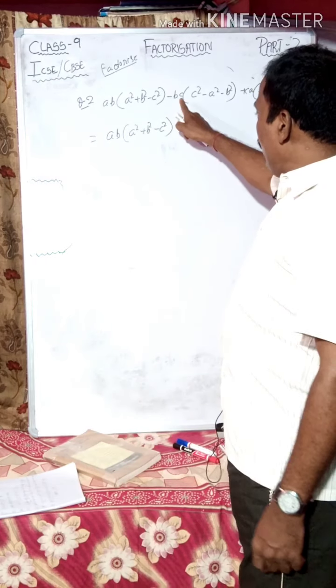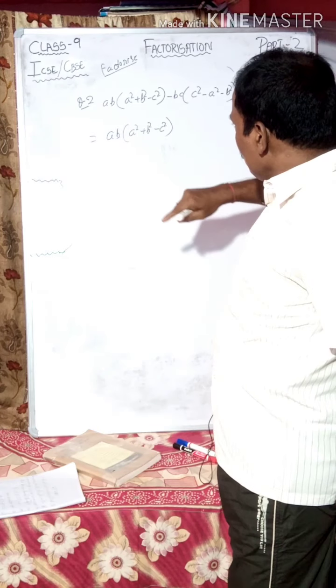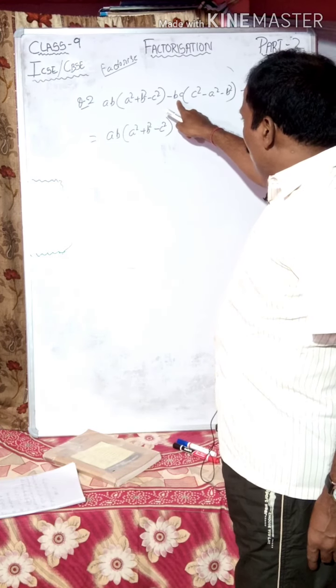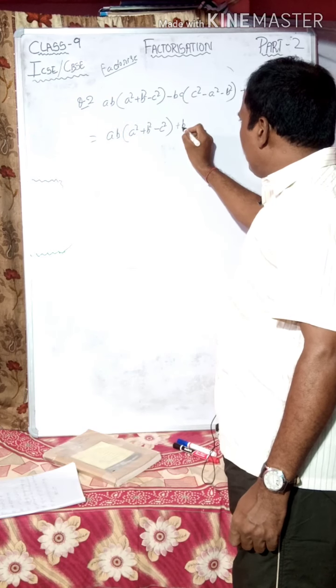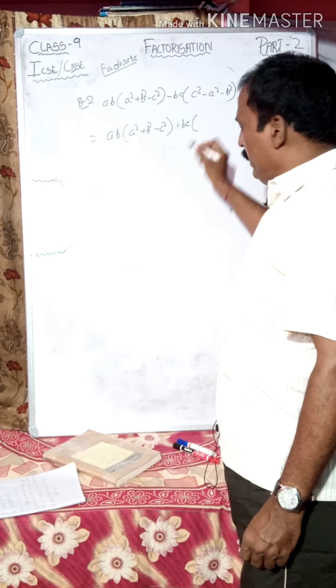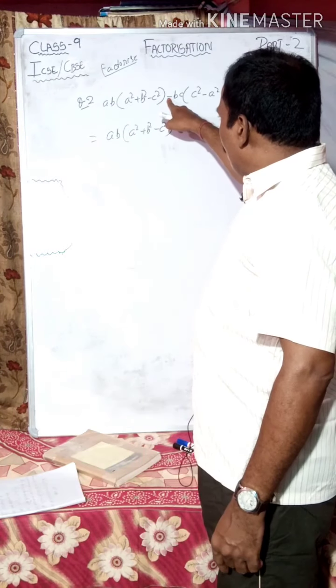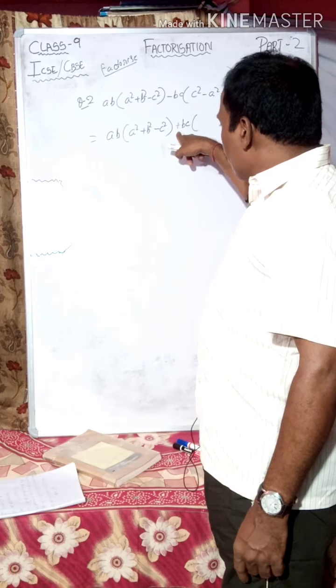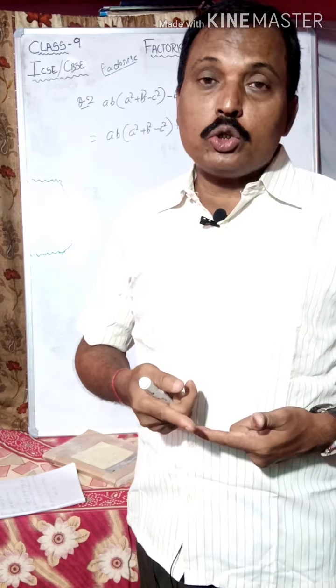So minus bc, I write here plus bc whole into. If in case of a minus I wrote plus, where does the minus go?